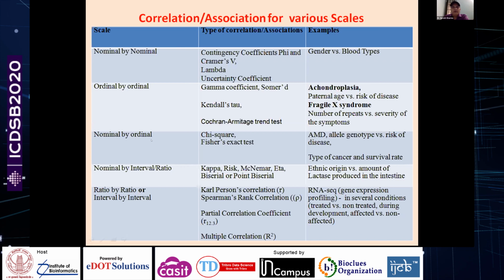Similarly, if you have nominal by ordinal, you can apply Fisher's chi-square, like AMD, age-related macular degeneration, versus the risk of disease. AMD is either they are having or not having, 1 or 0, and risk of disease is mild, moderate, severe. So one is nominal, another is ordinal, and these are the coefficients to be computed. Similarly, for nominal by interval, these are the coefficients to be computed. And for interval and ratio, you have a number of choices. You can compute multiple correlation, partial correlation, Karl Pearson, Spearman, etc.